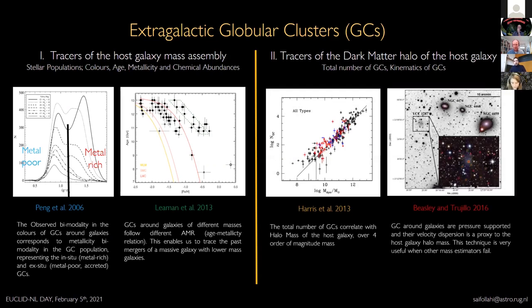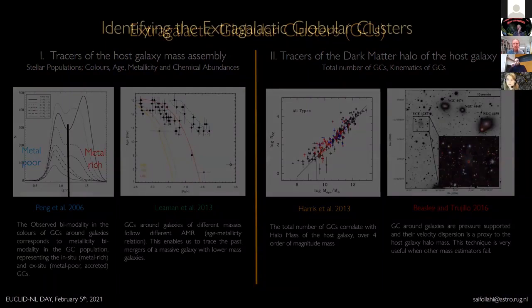Also, from another perspective, you can use globular clusters to derive the total mass of the galaxy. For instance, you can use the total number of globular clusters around the galaxy, or you can detect these objects around the galaxy and use their dynamics as a proxy for mass. This is most important when other methods like stellar kinematics or HI kinematics fail for some reason. Low surface brightness or gas-poor objects can be a bit tricky.